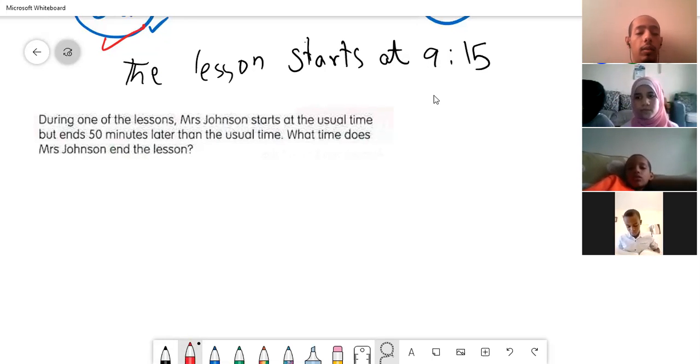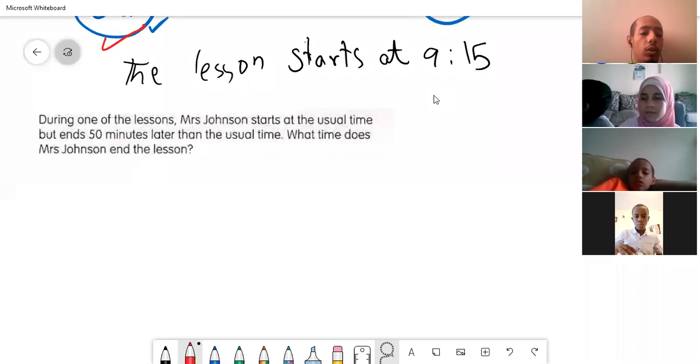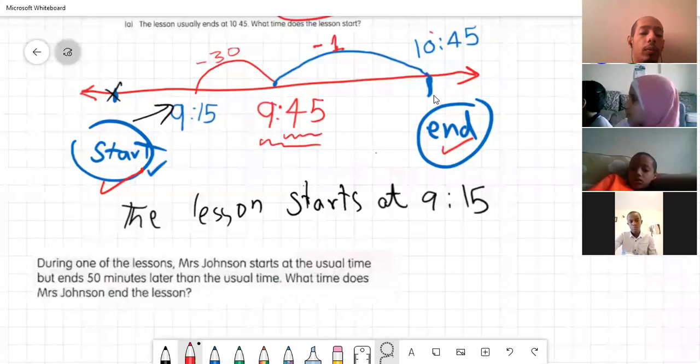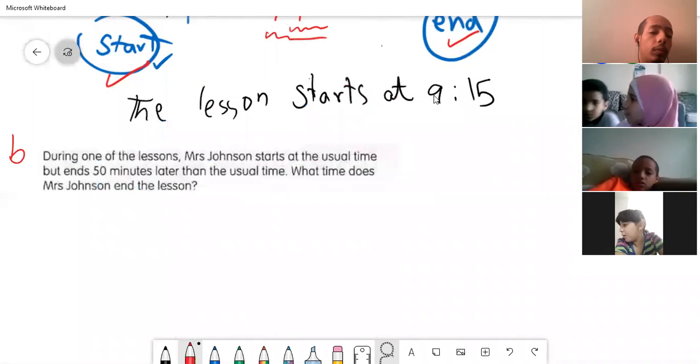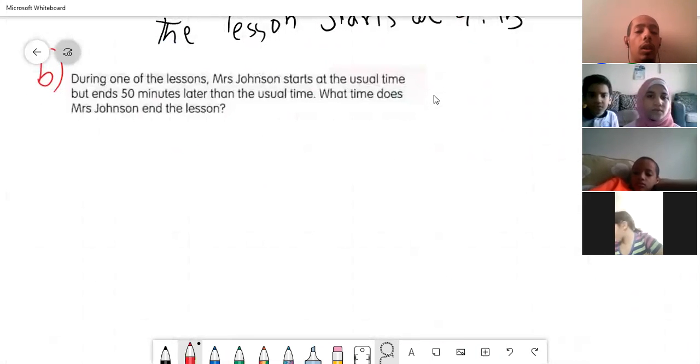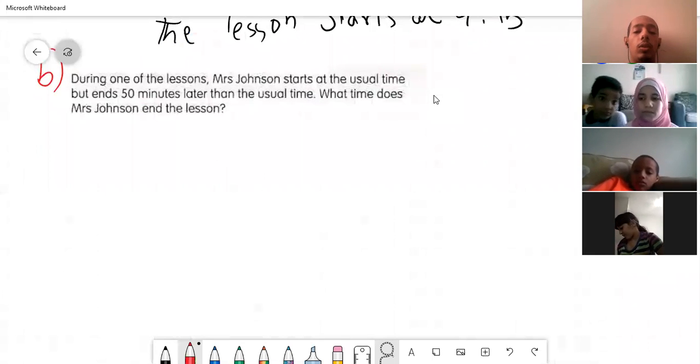This is the second question. It is related to the previous one. This is B. During one of the lessons, Mr. Johnson starts at the usual time, but ends 50 minutes later than the usual time. What time does Mr. Johnson end the lesson?